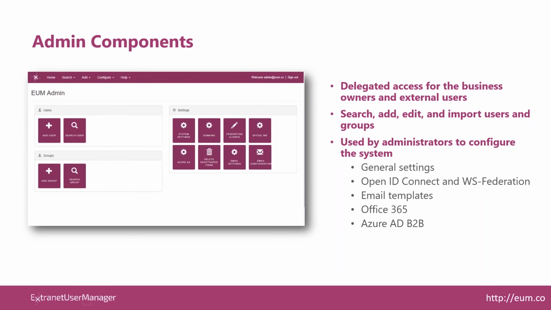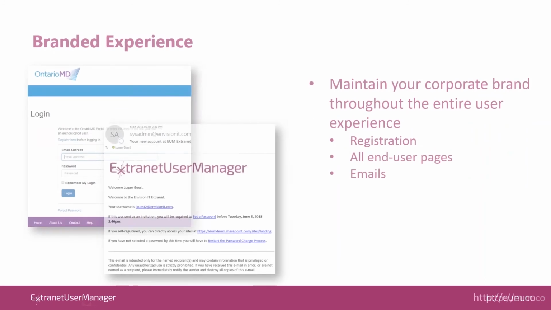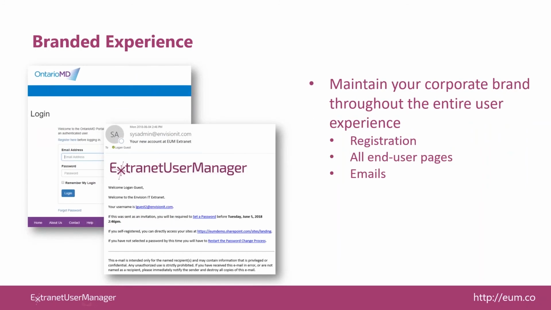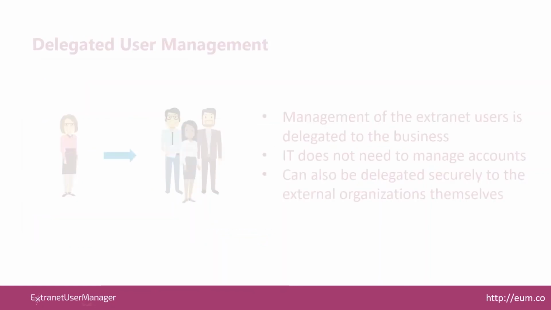So there's also some pure IT configuration settings where you can set up the OpenID Connect and WS Federation, tailor any of the email templates to get your branding and messaging correct in there, configure access into 365 or Azure AD B2B if you're going to be using those as well. It is fully branded, and this is very important to our clients, that they see their brand through the entire experience, right from login form through registration to any emails that they receive, to any points of contact that they have through that. So you have full control around the branding through that.